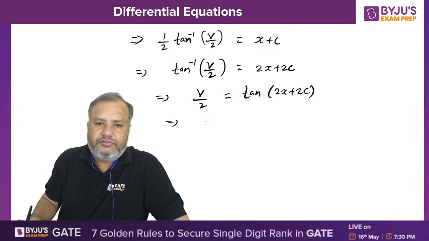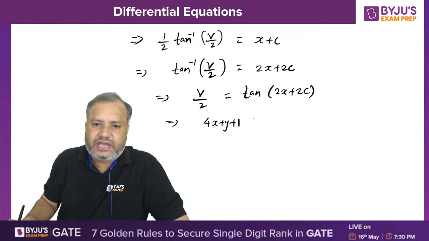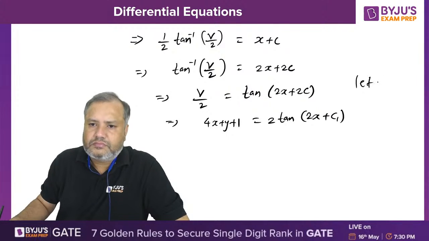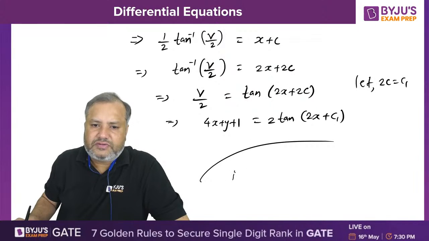What is this v? V is 4x plus y plus 1. And this 2 is again cross multiplied on the right hand side. Twice tan 2x. And 2c is assumed as another constant c1. Is the required solution.